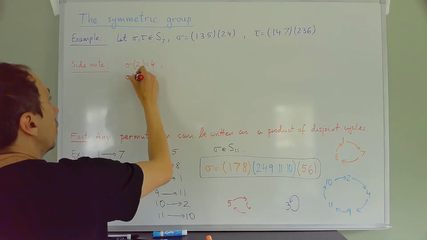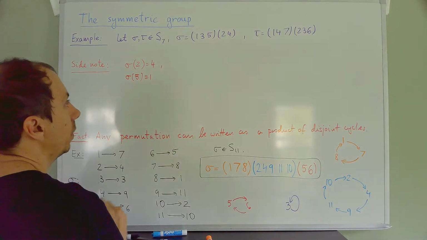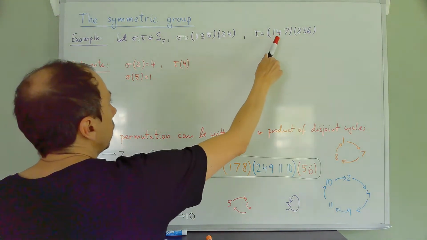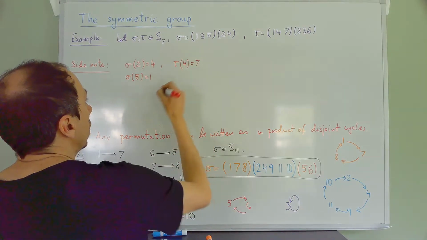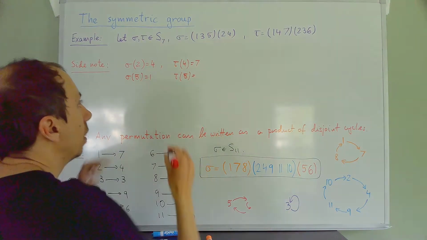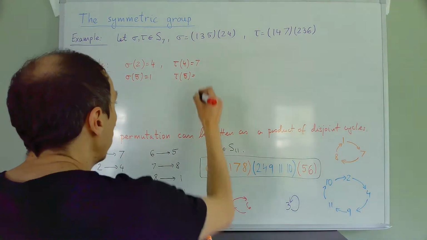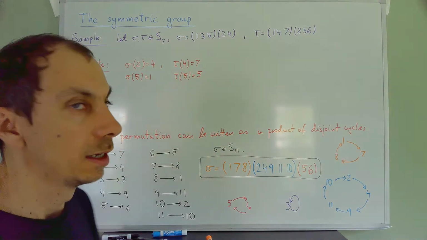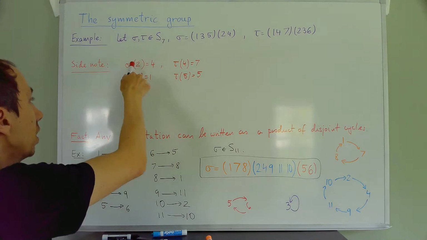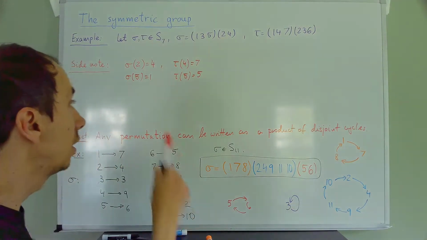What does sigma do to 5? Well, sigma maps 5 to 1. Similarly, what does tau do to 4? Tau maps 4 to 7. What does tau do to 5? Well, I cannot find 5. What does that mean? That means that tau maps 5 to itself. And just to make sure that you understand it 100%, I recommend you write down what sigma does to every one of the 7 elements that are in the set 1, 2, 3, 4, 5, 6, 7. And it's the same for tau.